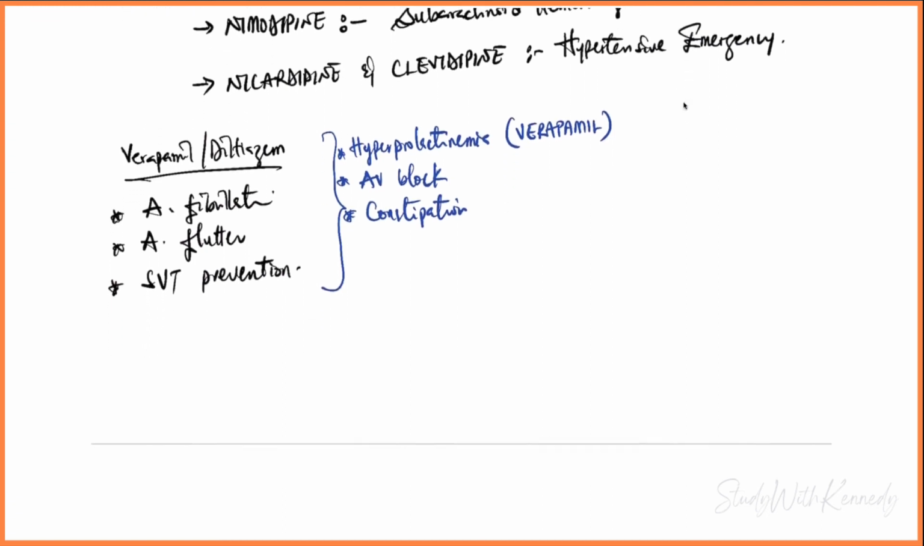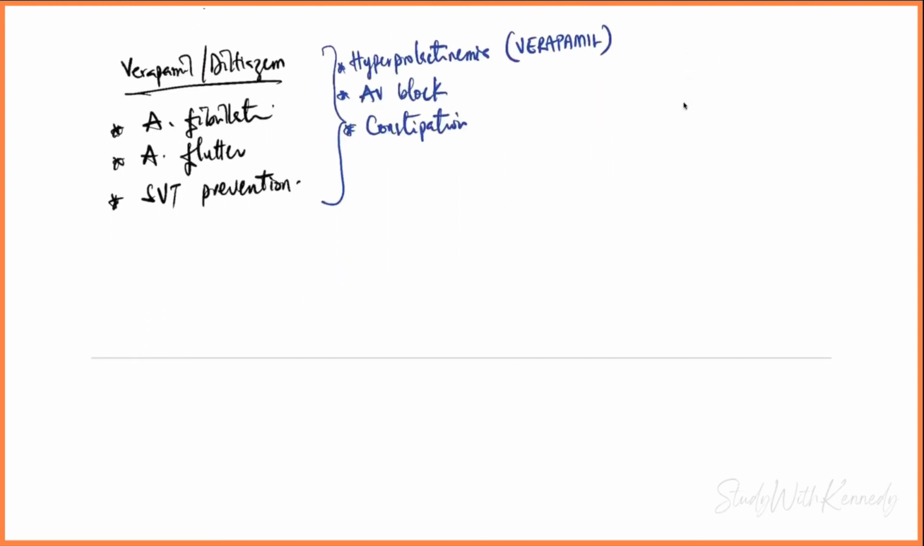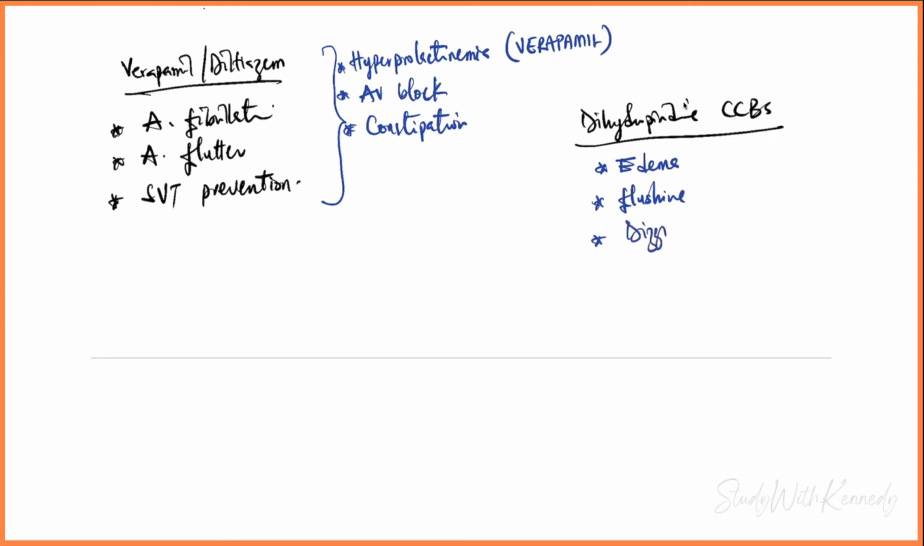And then we have the other calcium channel blockers, your dihydropyridine calcium channel blockers. These guys are going to cause edema. They'll cause flushing. They'll cause dizziness, especially in overdose. If you cause excessive vasodilation, then fluid is going to accumulate in the periphery. There'll be less blood flowing to the brain, and so there'll be dizziness.